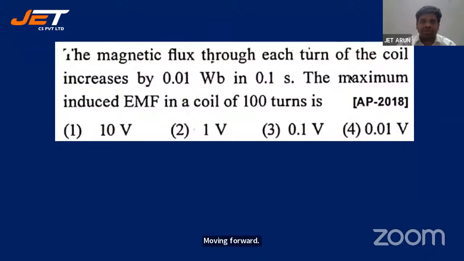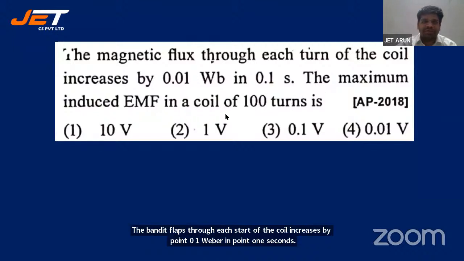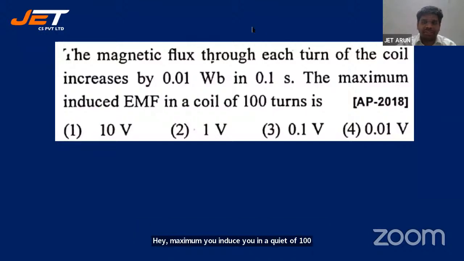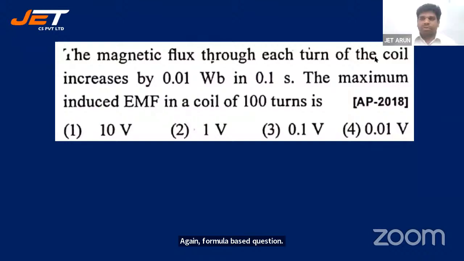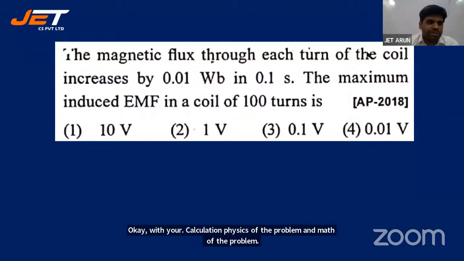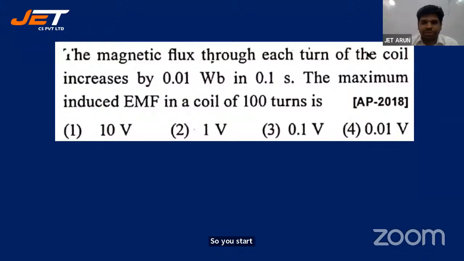The magnetic flux through each turn of the coil increases by 0.01 Weber in 0.1 seconds. The maximum induced EMF in a coil of 100 turns is, again, a formula-based question. Formula-based question, students. Careful with your calculation. Physics of the problem and math of the problem. You may have understood the physics till now, but you are making mistakes in the math, in the calculations. Be careful with calculations, students.